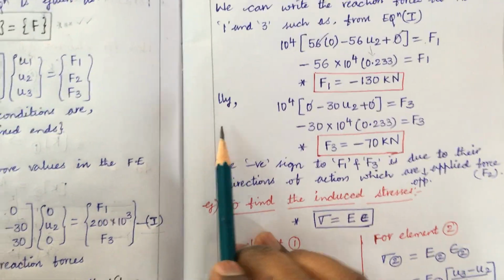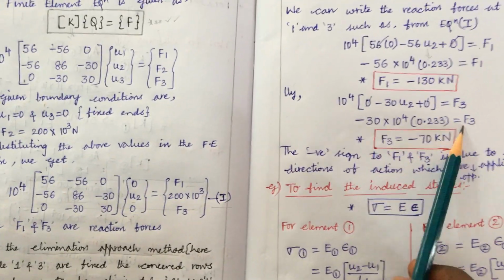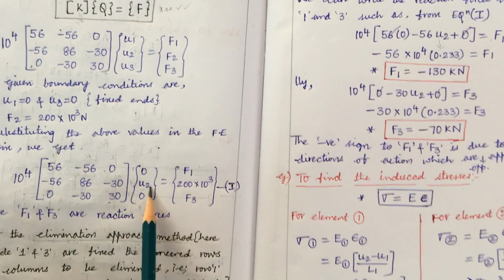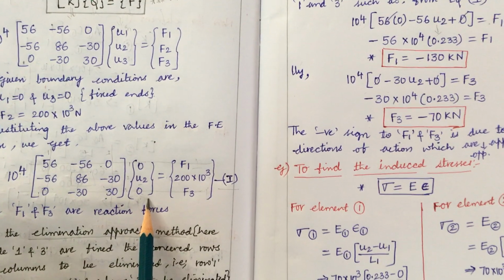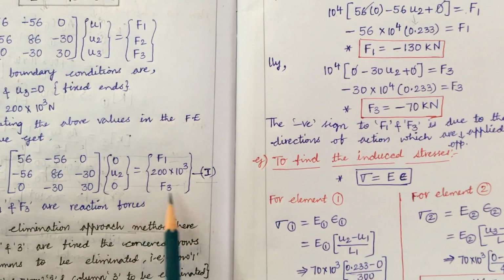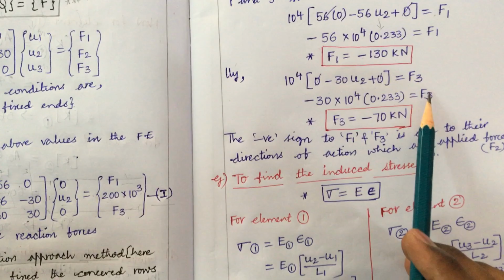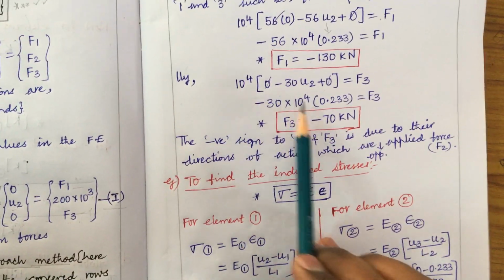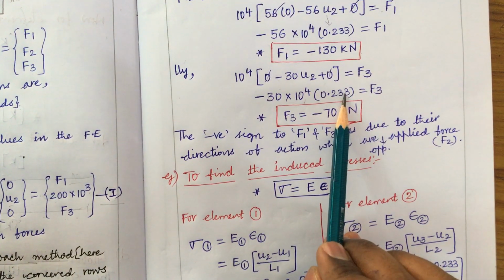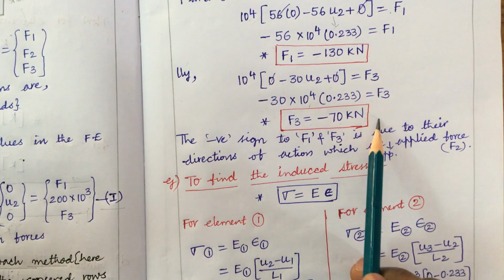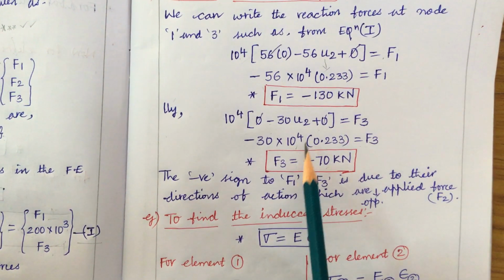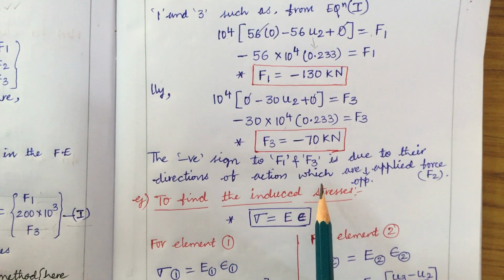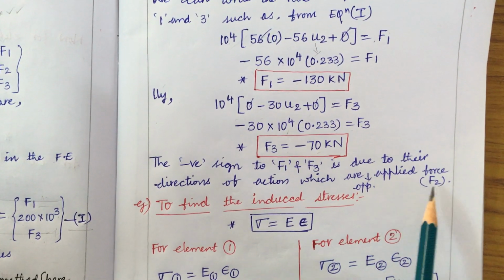Similarly, for F3, the reaction force: 10^4 × [0, -30, 30] × U2, plus 30 × 0 becomes 0, equals F3. We only need reaction forces, so we multiply the row concerned: 10^4 × (-30 U2). We know the value, so F3 equals negative 70 kilonewton. Both are negative here, thus the negative sign for F1 and F3 is due to their directions of action, which are opposite to the applied force.